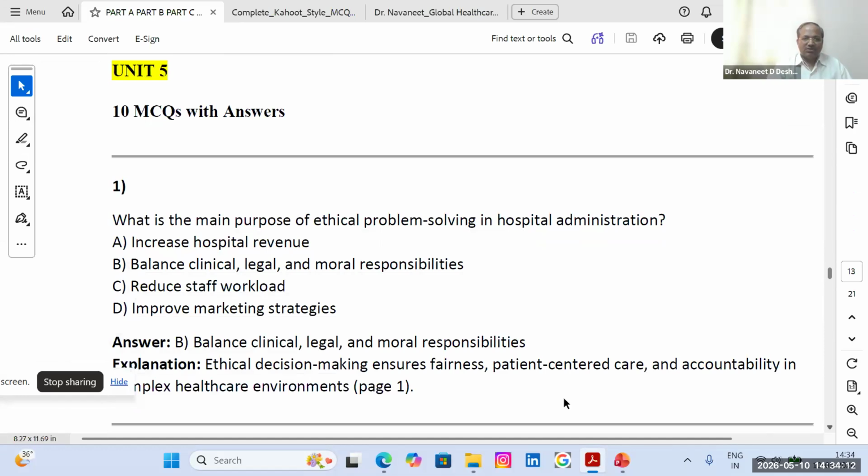Let's now go on to the next unit. That happens to be the fifth unit.